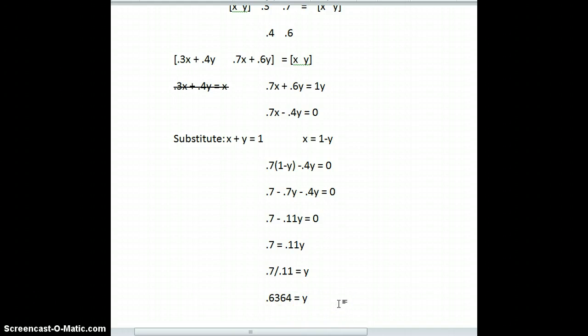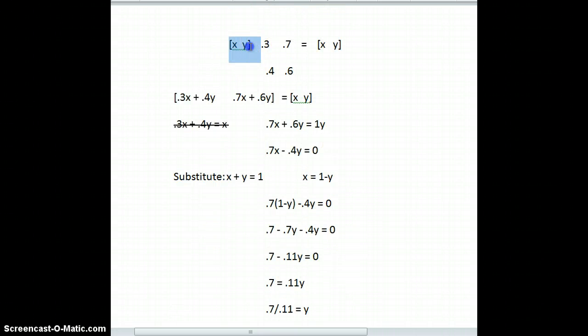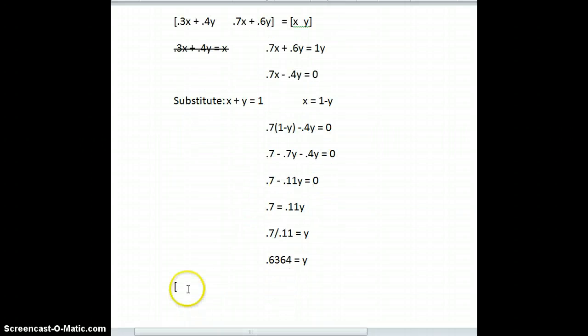So if we know that's what y equals, well, remember what we've done up here. x plus y has to add up to 1. This has to be equal to 1. So we know the y part is 0.6364. So that means the x part has to be, what would that be? Let me get my calculator out. 1 minus 0.6364 is 0.3636.